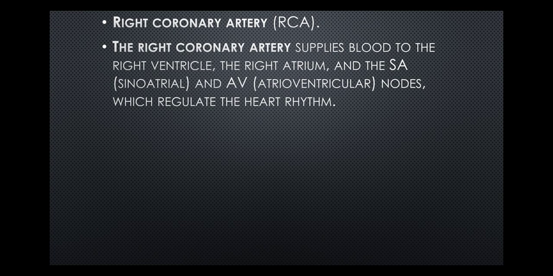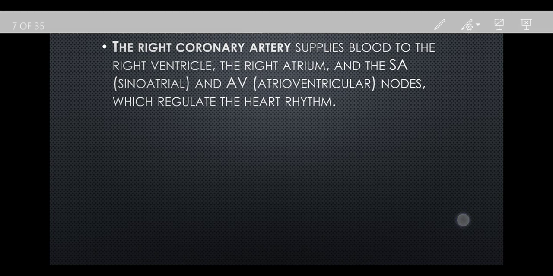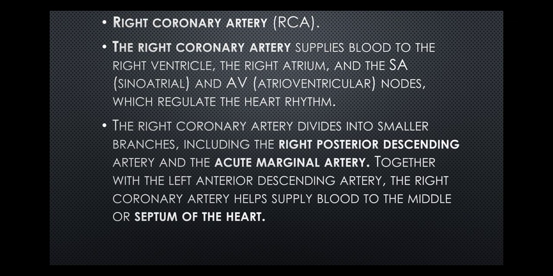Now let us have a look at the right coronary artery. The right coronary artery supplies blood to the right ventricle, the right atrium, and the SA and AV nodes. Now, these nodes regulate the heart rhythm. The right coronary artery divides into smaller branches, including the right posterior descending artery and the acute marginal artery. And together with the left anterior descending artery, the right coronary artery helps supply blood to the middle, the septum of the heart.